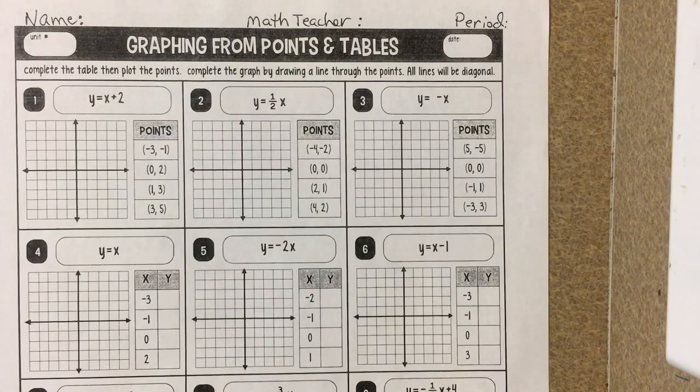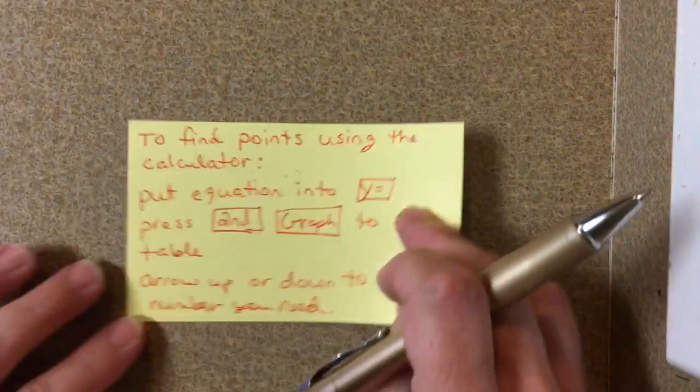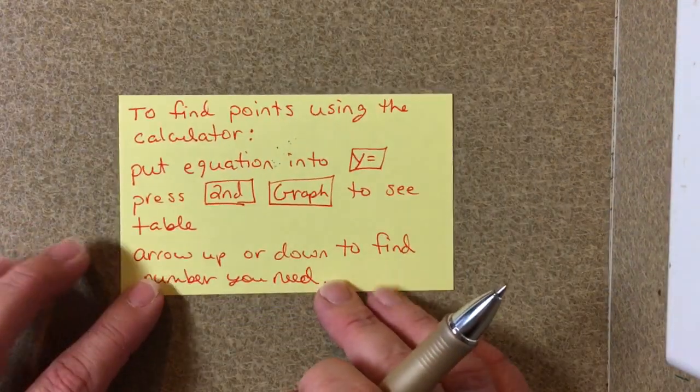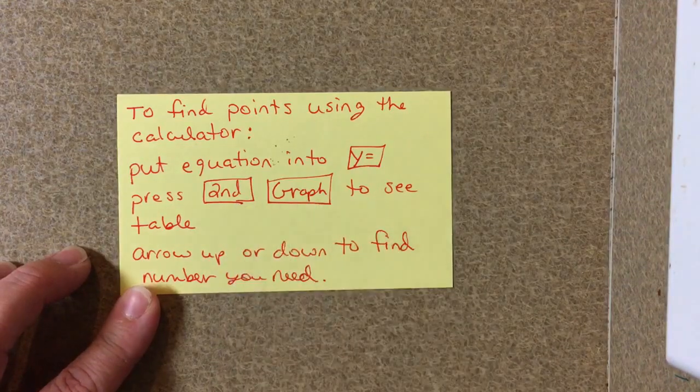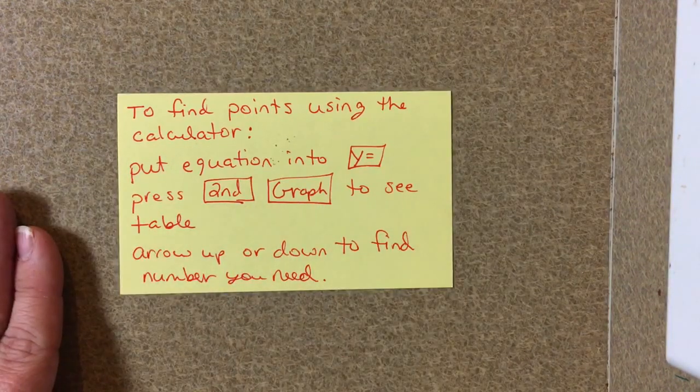All right, so we're going to be using our calculator, and on our calculator we're going to use our y equal button to input equations. Okay, so we use our y equal button. After we enter our equation, we press second and graph to see the table, and then we're going to arrow up or down to find the number that we need.